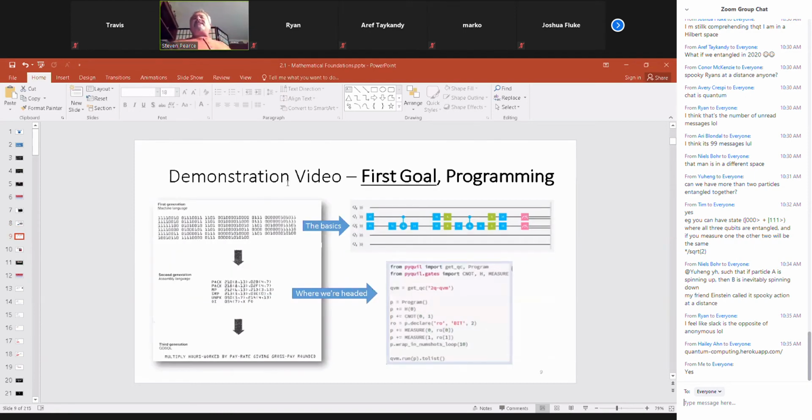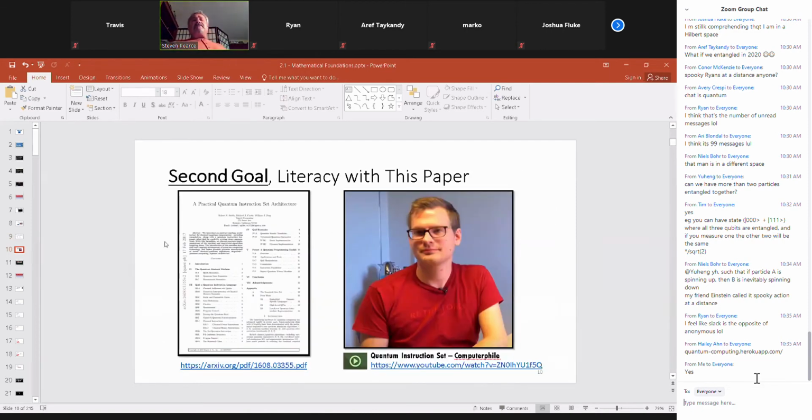So that's how we're going to learn these things, but eventually we're going to program these things in a much nicer way. So here's first generation, second generation, third generation, and the analogy of what we're doing in this course. And in particular, you also have to eventually be able to read this paper. That is the second goal of this course.